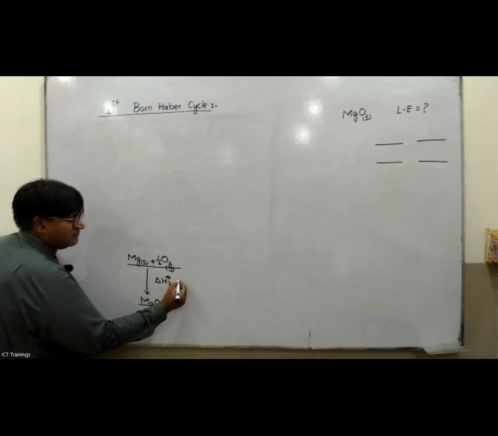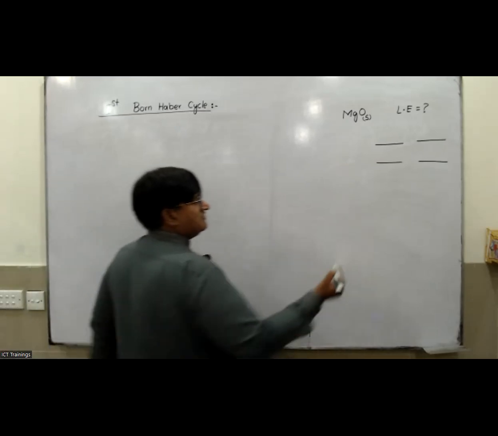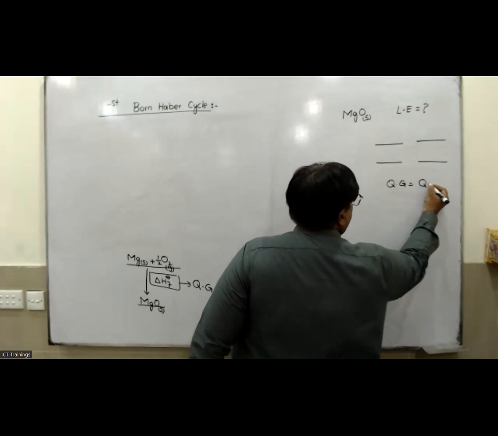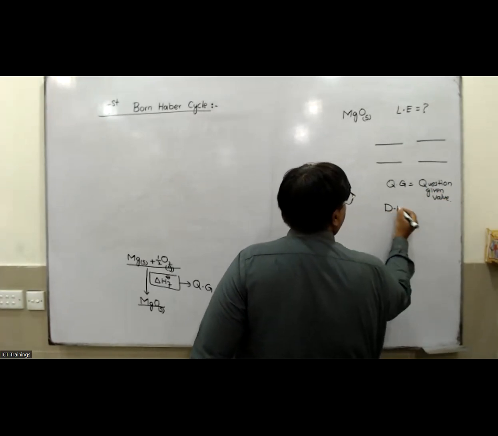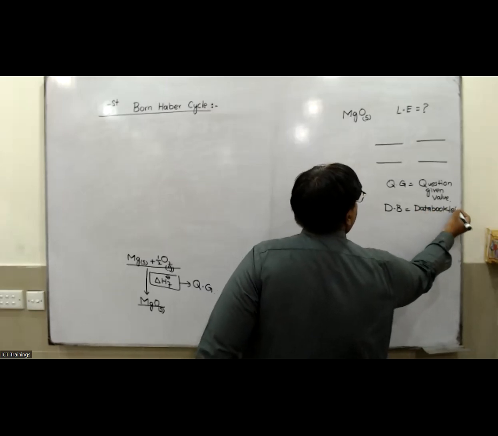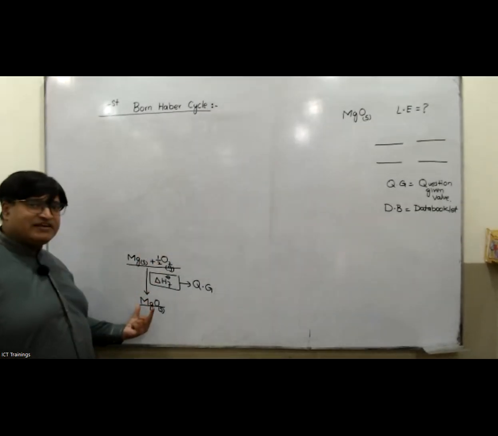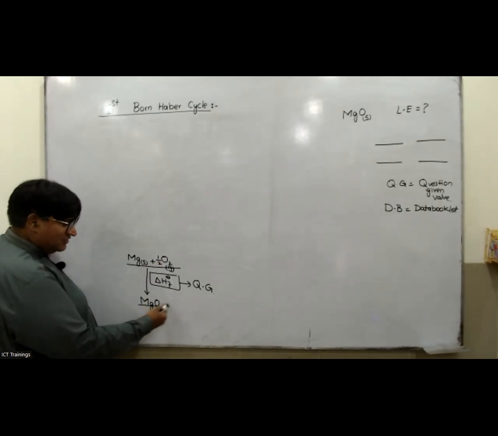Normally its value is given in the question. Here I am going to write Qg. Qg means question given value, and dB means data booklet. So these 2 terms I am going to write up here. This is very simple. First of all, take the compound, write it at the bottom of your paper, make the formation of it and put the lines like that.